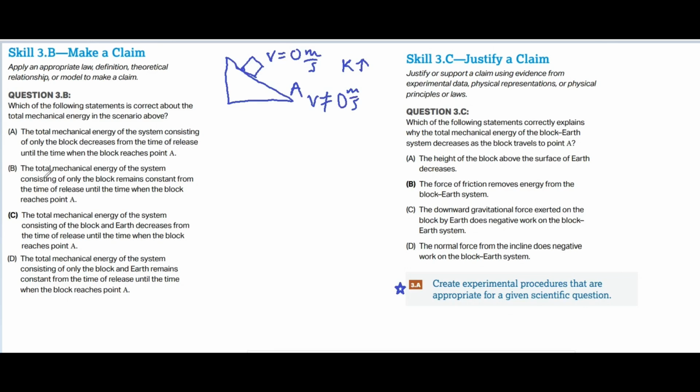Now for B, the total mechanical energy of the system consisting of only the block remains constant from the time of release until the time when the block reaches point A. That is also not true for the reasons we talked about over here.